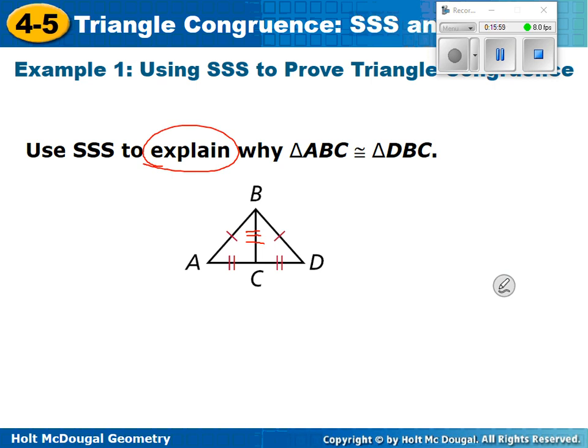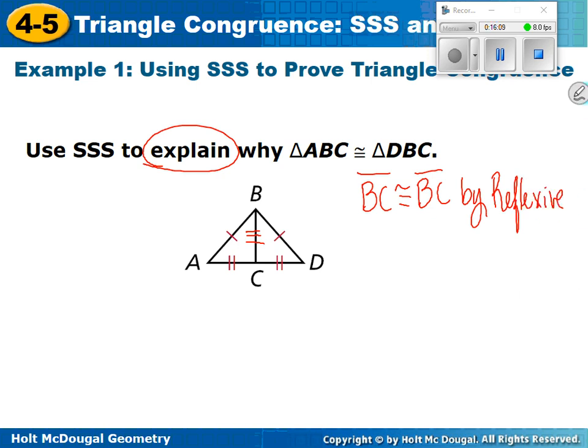On your homework, you would say, BC is congruent to BC by reflexive property of congruence.